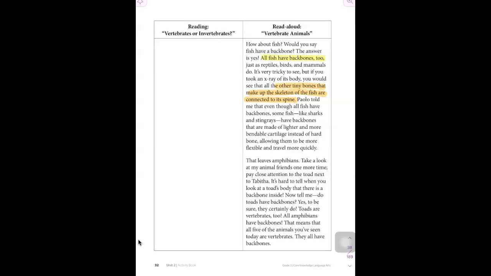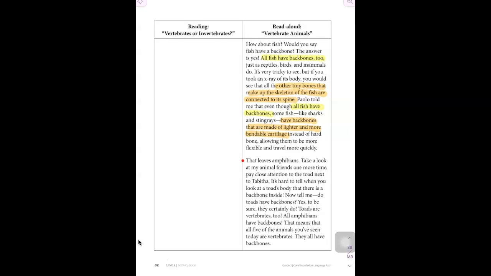Pialo told me that even though all fish have backbones, some fish, like sharks and stingrays, have backbones that are made of lighter and more bendable cartilage instead of hard bone, allowing them to be more flexible and travel more quickly. So there's something else that's different. We know that they're vertebrates, but they have backbones made of lighter and more bendable cartilage, which allows them to be flexible. And again, they've mentioned that all fish have backbones.